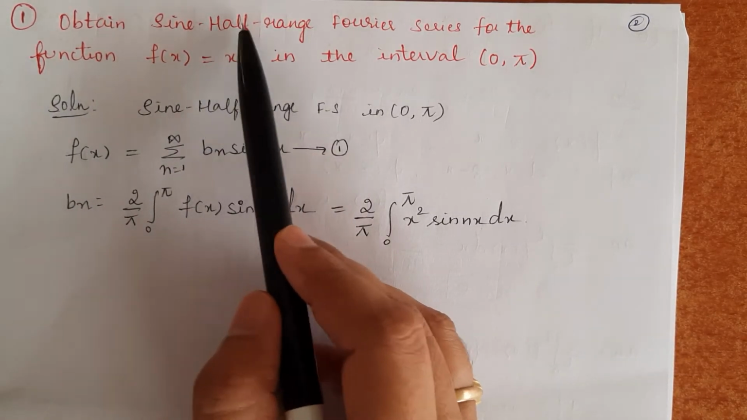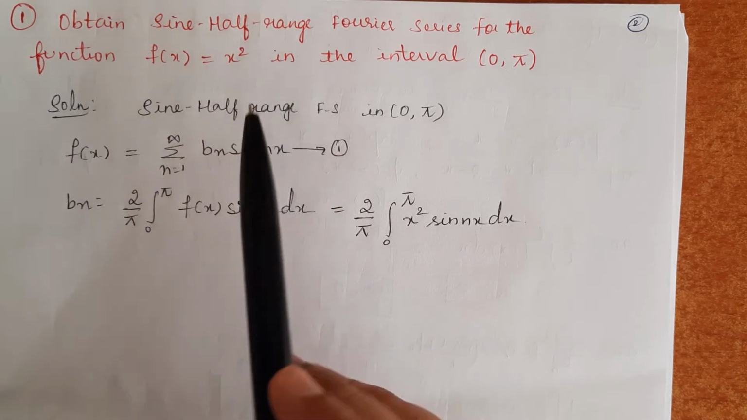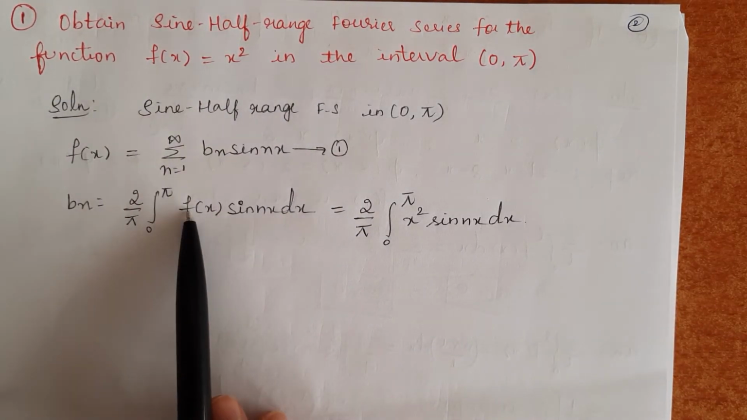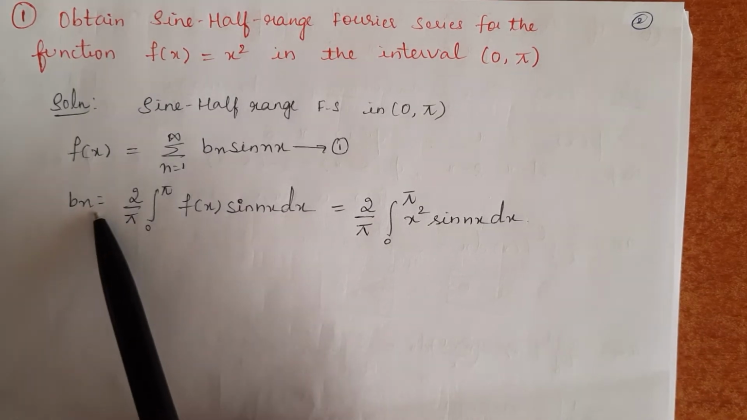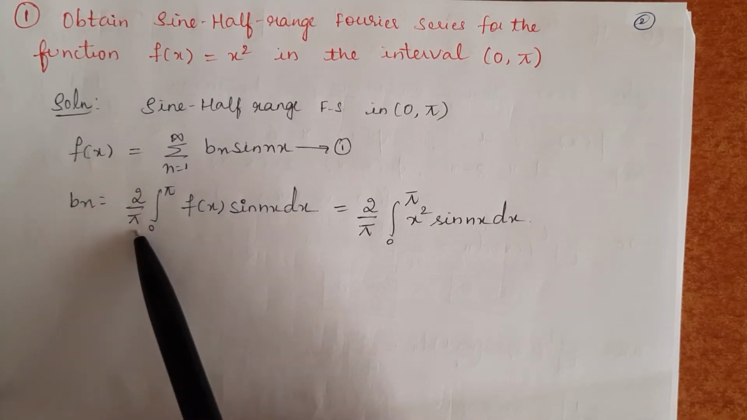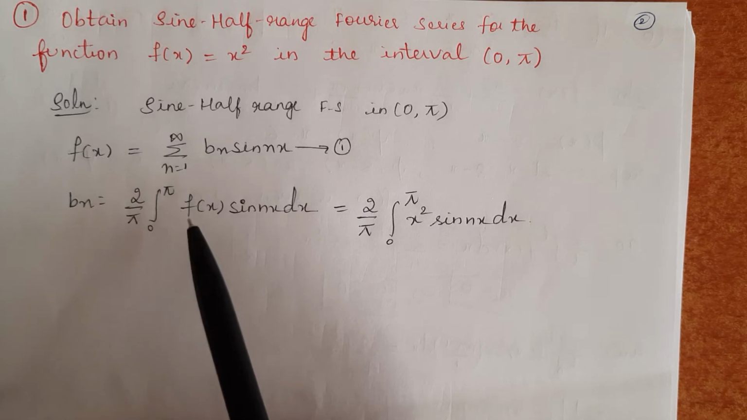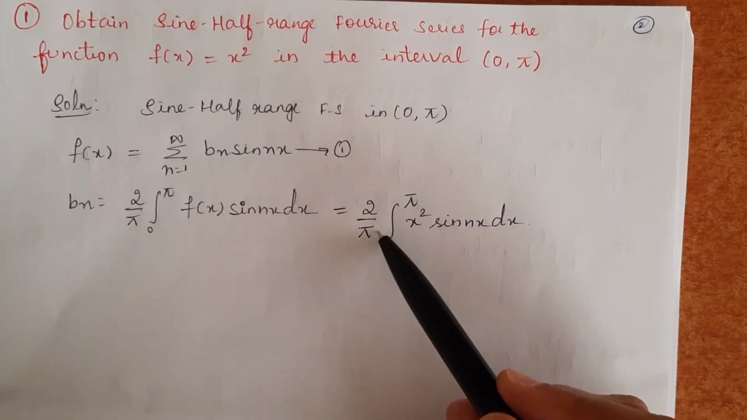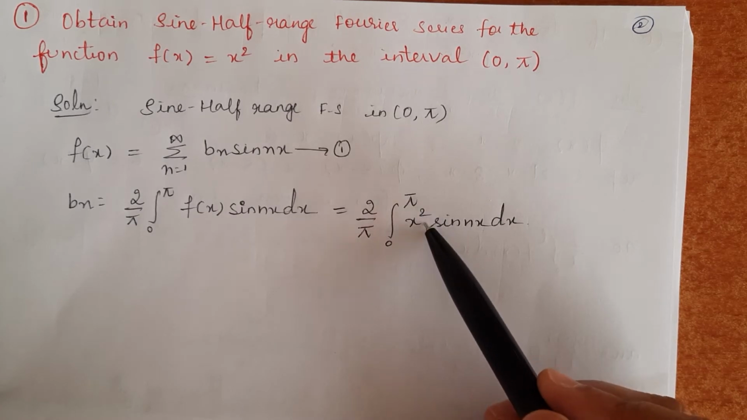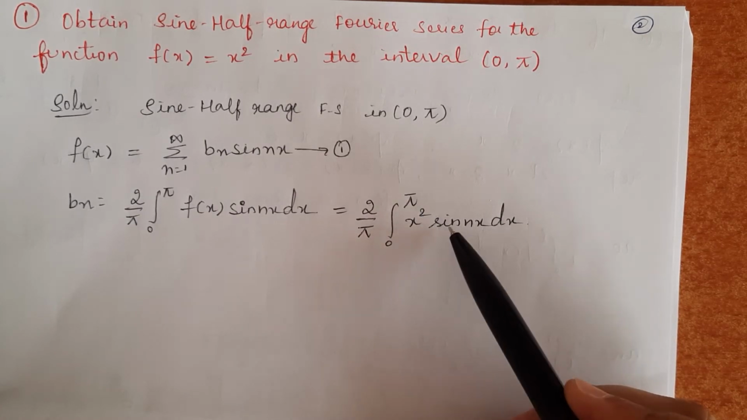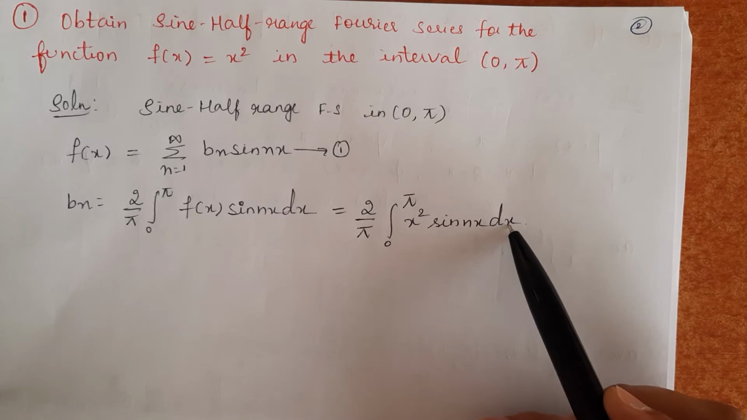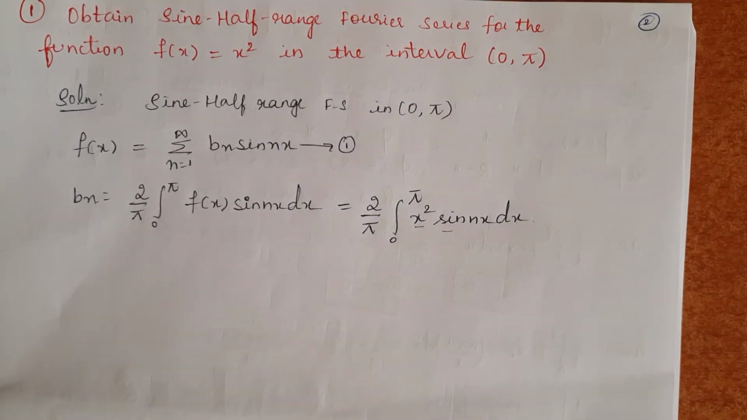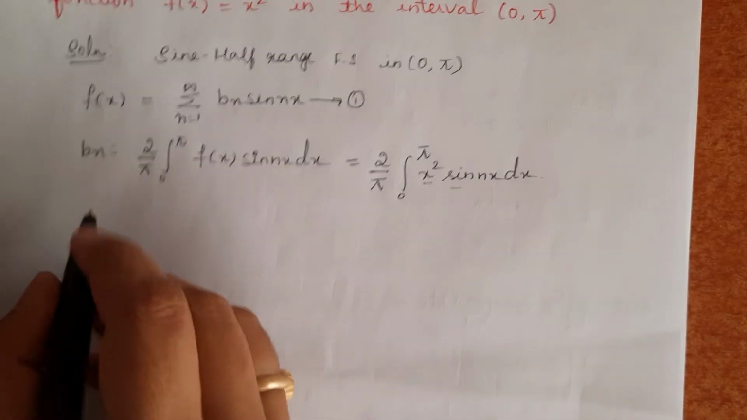Directly it is given as sine half range Fourier series. We just need to write down the corresponding Fourier series expansion and calculate Bn. Bn is given by 2 by pi integral between 0 to pi f of x sine nx dx. So 2 by pi integral between 0 to pi, substitute f of x as x square into sine nx dx. Now we have a product of two terms. Let us apply Bernoulli's rule of integration and integrate it.